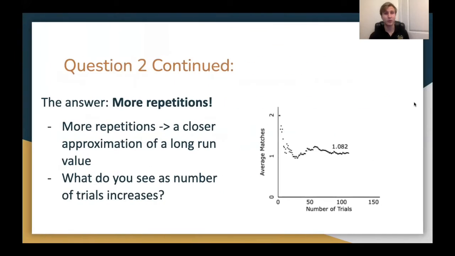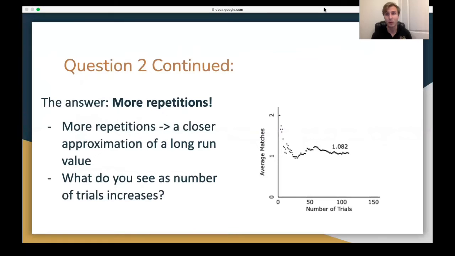And the answer to that is pretty simple: more repetitions. The more repetitions you do means that you'll have a closer approximation of a long run value. So in our previous example, we did 100 trials, but if we did say 1,000 or 5,000, we would see that our simulation probability is a lot more representative of that true long run value that we're looking for. And so when we ask the question, what do you see as the number of trials increases? The simple answer is we see more accurate simulation probabilities that more closely represent the true long run probability.